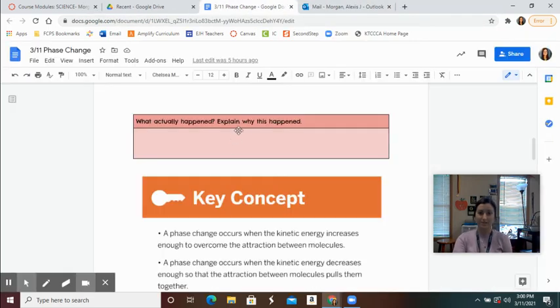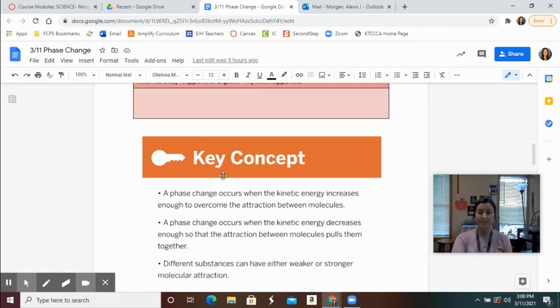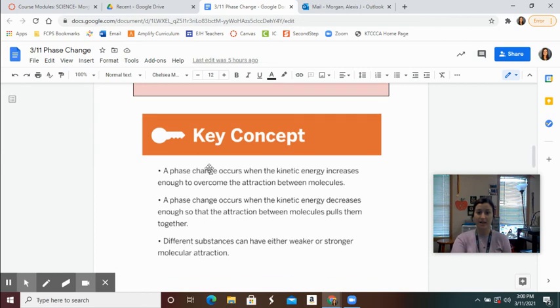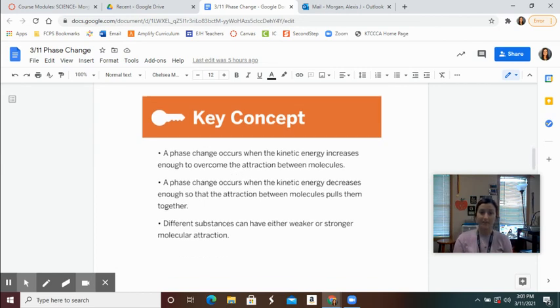All right, so make sure you explain what actually happened and explain why it happened. Remember, our whole focus is on this attraction between the molecules, which is also why I put this key concept card in here to really help you understand. Let me read it word for word and I'll explain. A phase change occurs when the kinetic energy increases enough to overcome the attraction. So that would be our substance going from a solid to a liquid to a gas. It has to have more energy to be able to pull them apart.